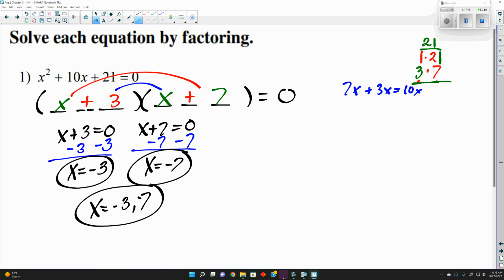Either one. We can put a comma in the middle. So you can leave it as both x equals -3, x equals -7, or we can do x equals -3, comma, -7. Any questions on any of this here? Are you ready for the next one?